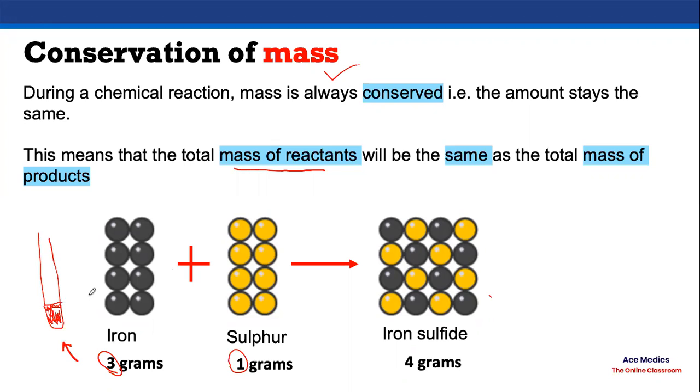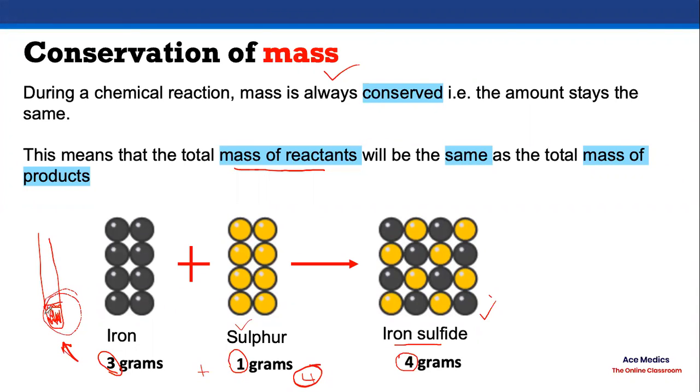Now you're going to be really careful with your safety goggles on and stuff, and you're going to heat it up using a Bunsen burner. And once you heat it up using a Bunsen burner, you will get our product, which is iron sulfide. And in theory, what you should get is 4 grams of iron sulfide, because when a chemical reaction happens, the mass of the reactants will always be the mass of the products. So if we do 3 plus 1, which is 4, so in theory, we should get 4 grams of iron sulfide.